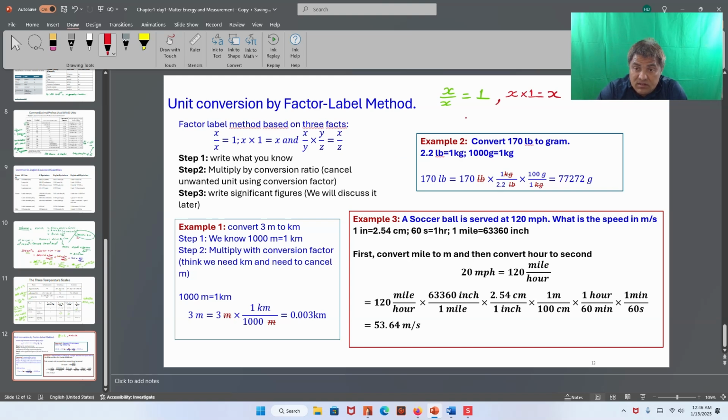And third is the chain rule, or you can say x by y times y by z. If that happens, y cancels, and that is equal to x by z. So this trick we use to convert the units. Okay, so the main thing is to try to cancel the undesired units.